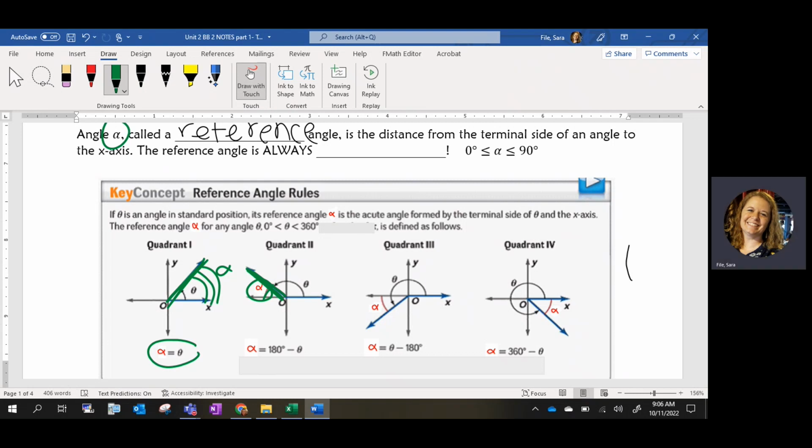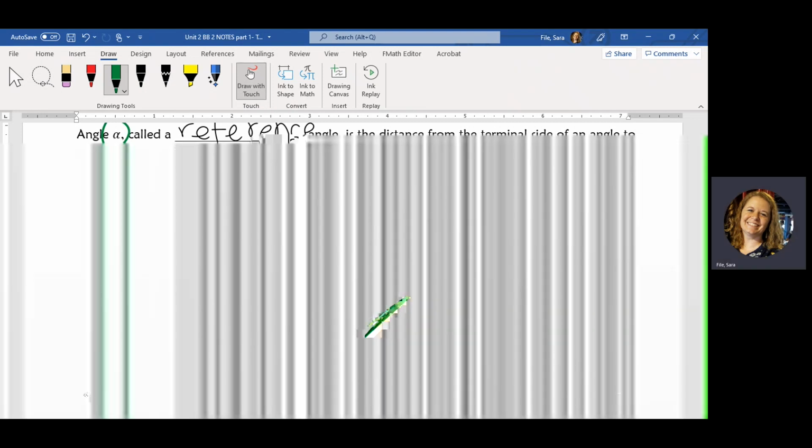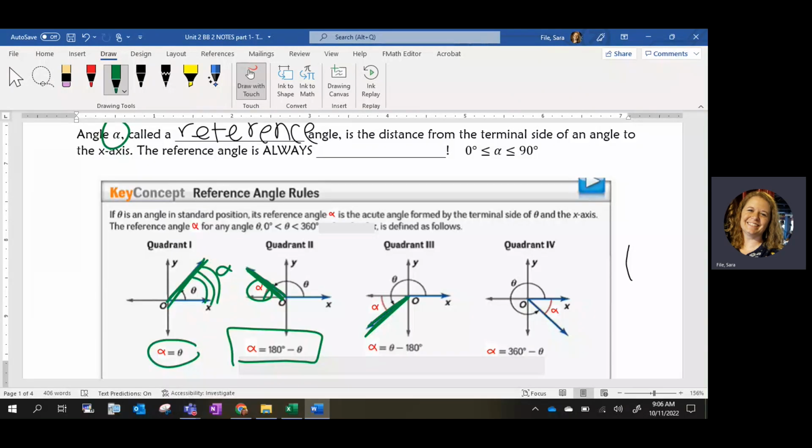Your angle is in quadrant 3 here. You can see the alpha is marked in red. That's going to be that acute angle. And your theta is more than 180. So notice how calculating that switched. You do your full angle minus the 180 to get what was left for the reference angle.